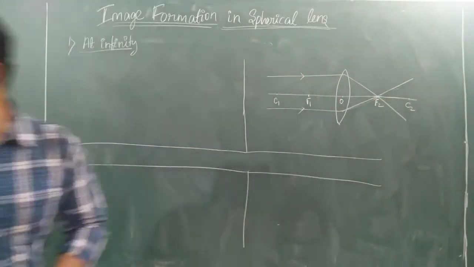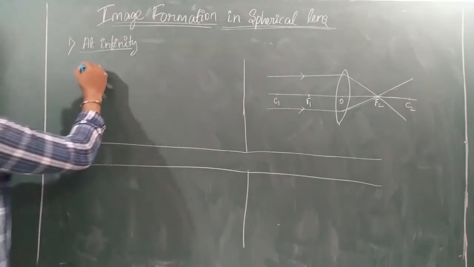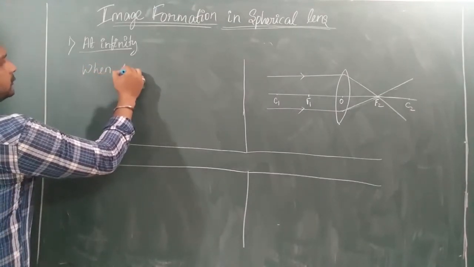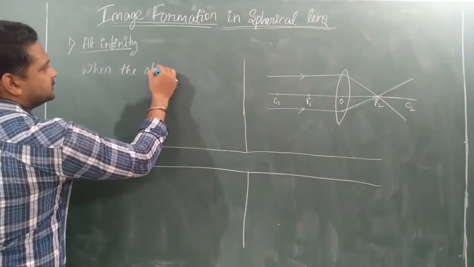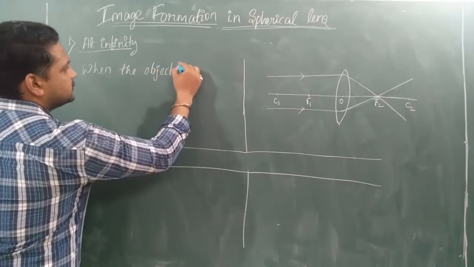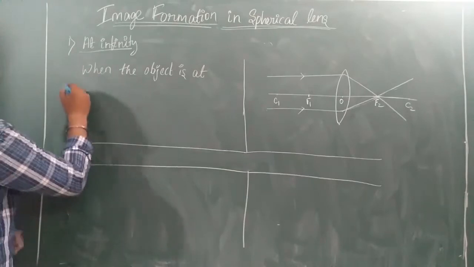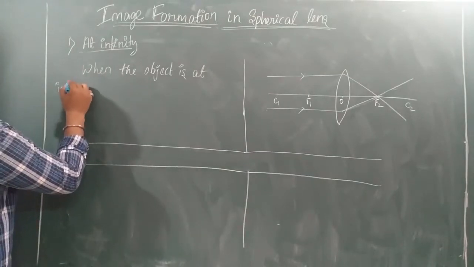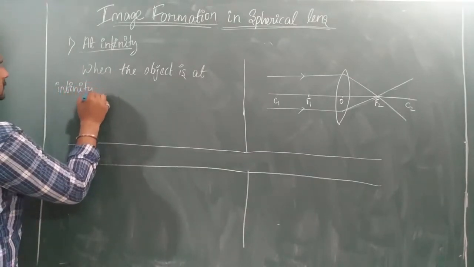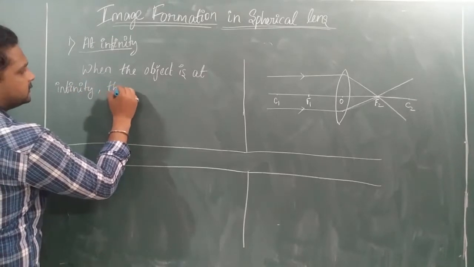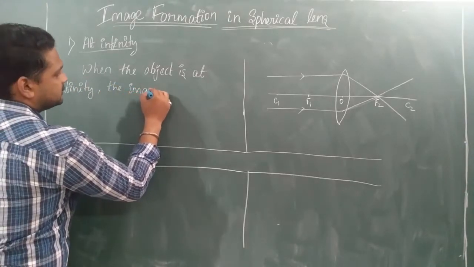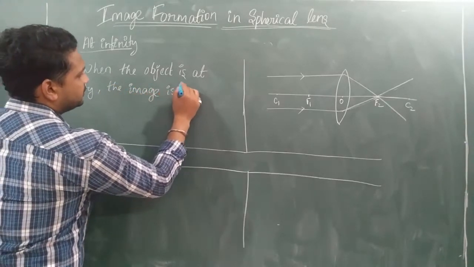Okay, so we can say when the object is at infinity, the image is formed.